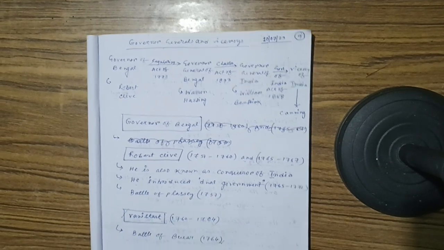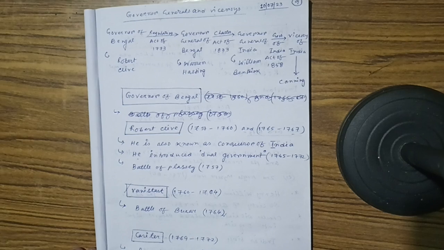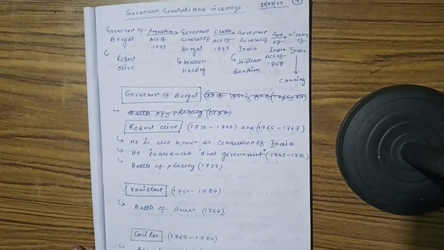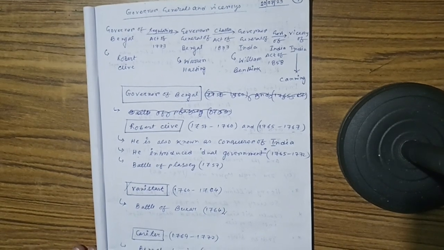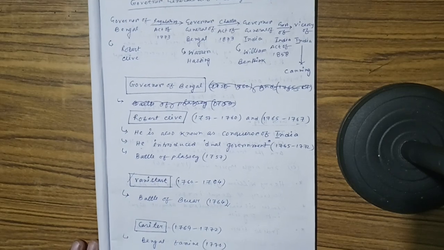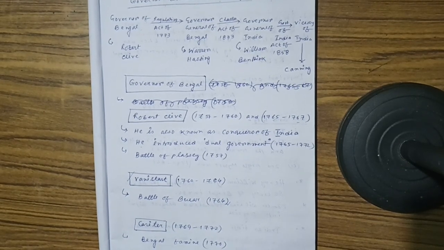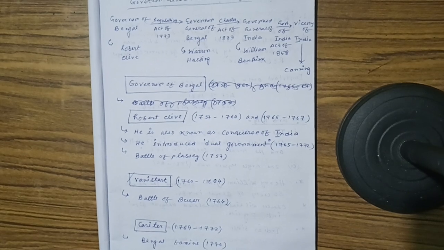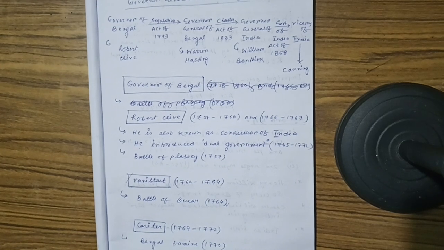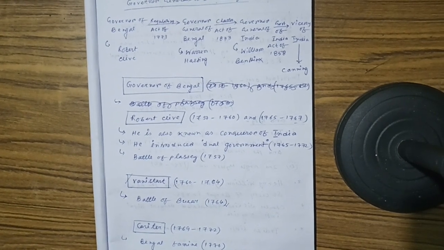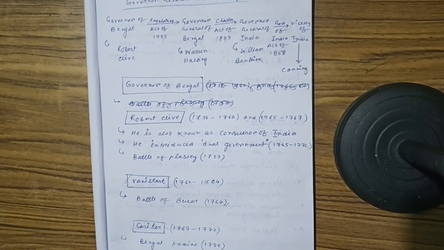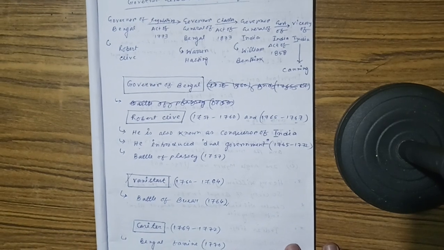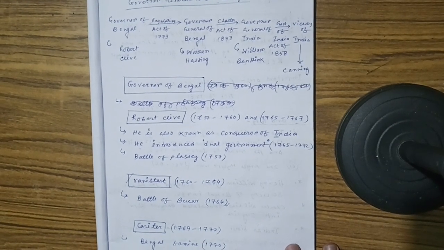Governor of Bengal, Robert Clive. He became Governor of Bengal twice, from 1757 to 1760 and 1765 to 1767. He is also known as the Conqueror of India. Somewhere he tried to conquer India, so that's why he is endowed with this title. He introduced dual government from 1765 to 1772, because in 1772 dual government was eliminated by the first Governor General of Bengal, Warren Hastings, due to its negative impacts.